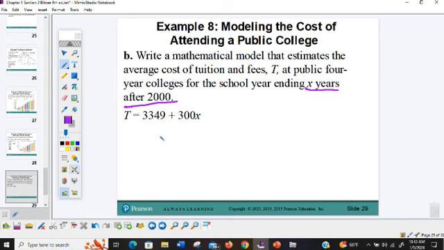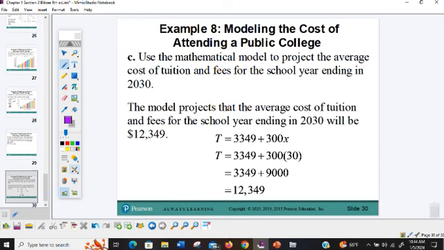Now we can use this equation to predict. So next they want to know, hey, what would we estimate the cost to be in 2030? So let's look at our model. 3,349 plus 300 times X. X is the years after 2000. That would be 30 years after 2000. So my X is 30. And when you multiply that out, you get 9,000, add it to the 3,349, and our answer would be $12,349.